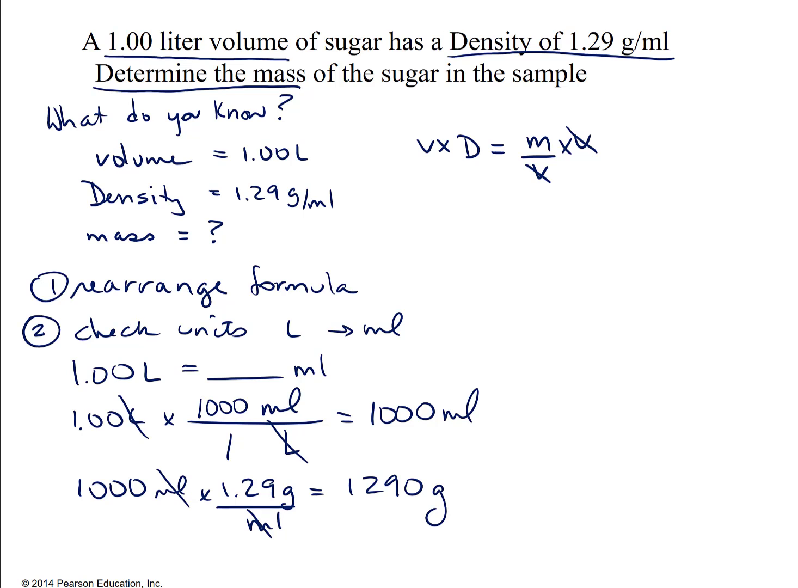Now the last step: significant figures. How many significant figures in my volume? I always go back and look at the original problem to make sure my significant figures are right. Okay? So in this problem, 1.00 is how many significant figures? There's 3. So I have 3 significant figures in this. That's my measured volume.